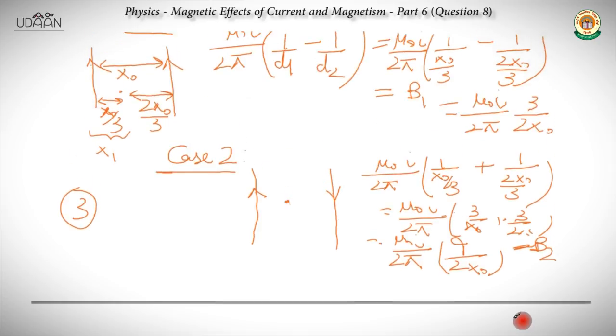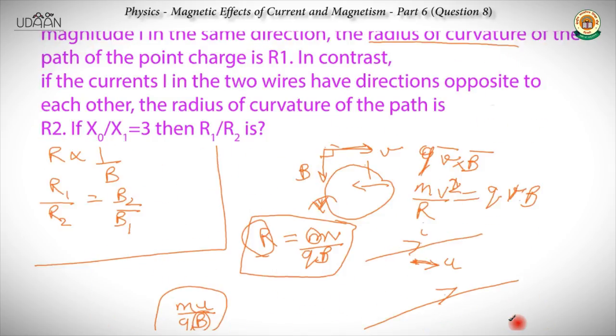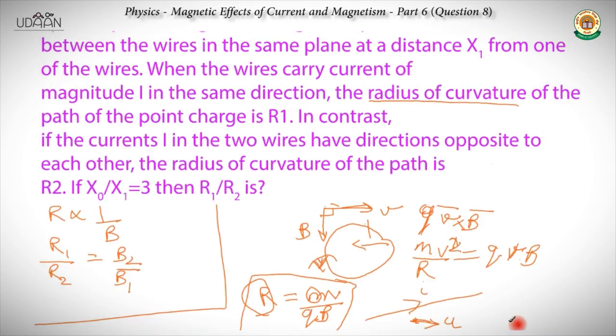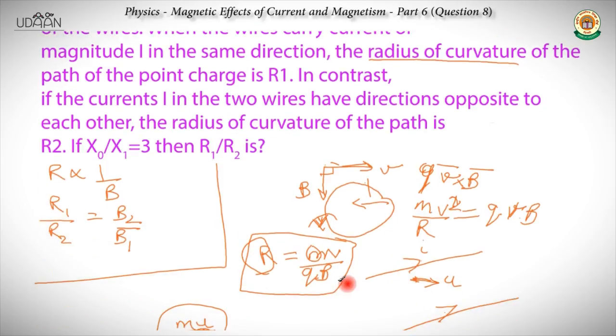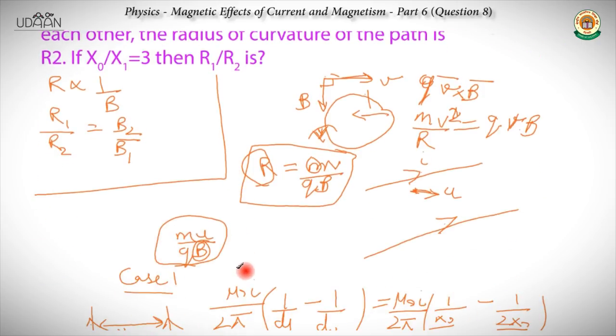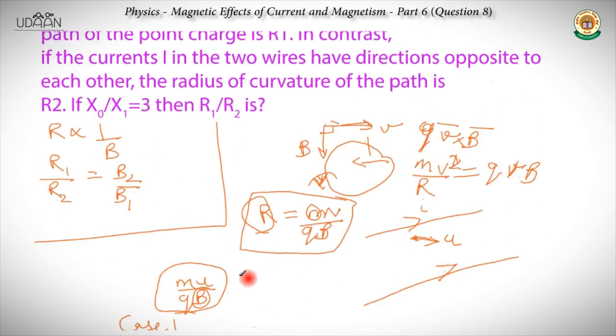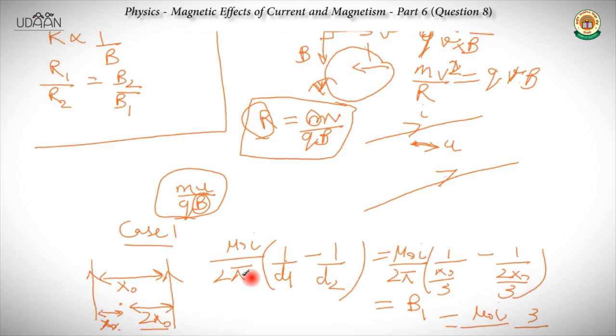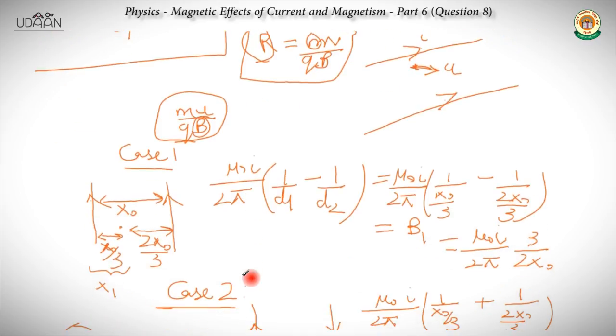So that was the solution to our question number 8, where we were supposed to find the ratio of the radius of curvature of the path of the charged particle. To start off with, we looked at defining the concept of radius of curvature, which is the radius of the circular path in which the charged particle moves in the magnetic field. So we have the formula R is equal to mv divided by qB, and then we look at the two different cases, wherein in the first case the currents in the two parallel wires are flowing in the same direction, and we look at the field exerted by the wires using the superposition principle.